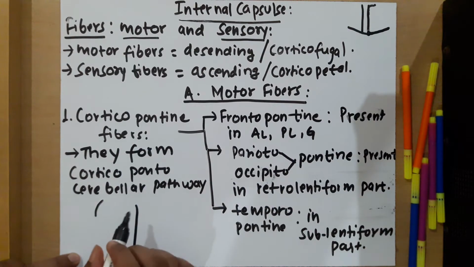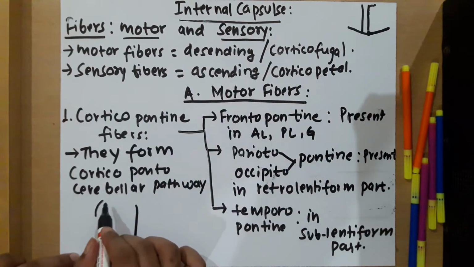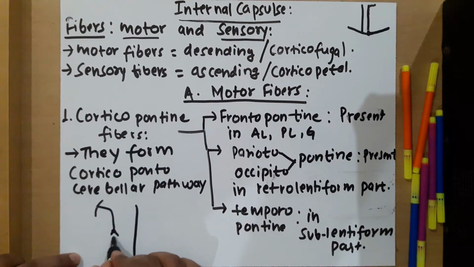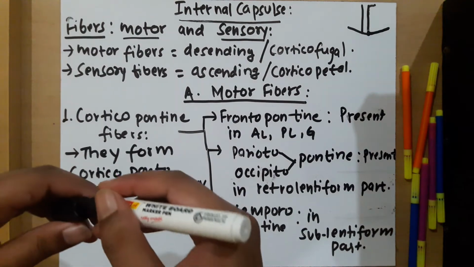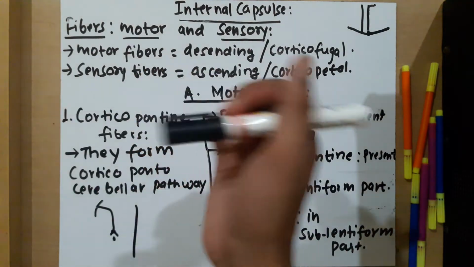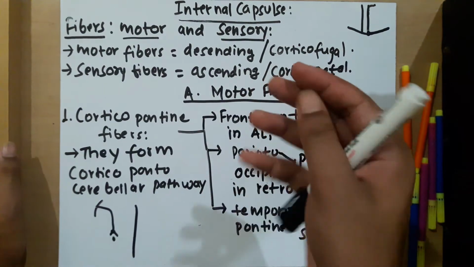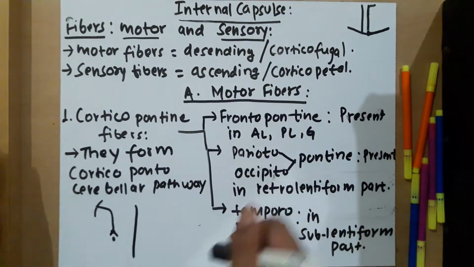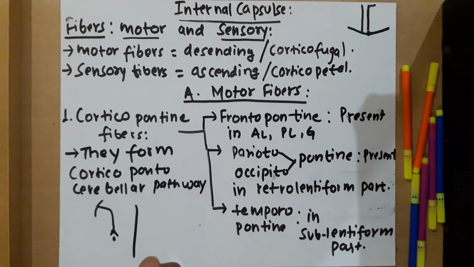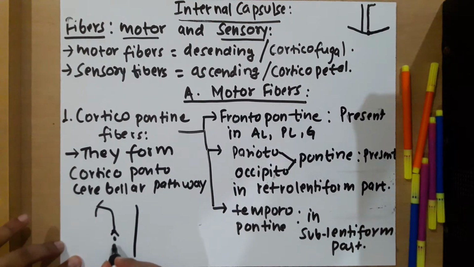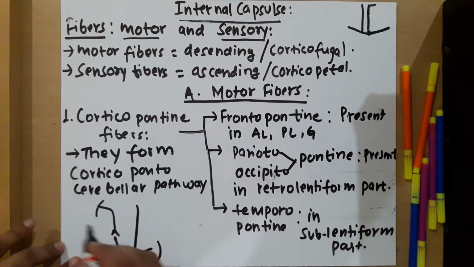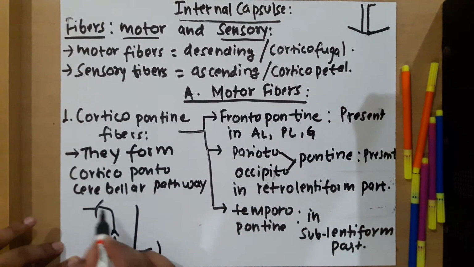So if this is the cerebral cortex, then the three sets of fibers come. But for now I am drawing only corticopontine fibers. The corticopontine fibers come and relay to the pontine nucleus. In a section of the pons, there are two parts, the tegmental part and the basilar part. In the basilar part you find the pontine nucleus, which is gray matter. So they relay to the pontine nucleus and then go to the opposite cerebellar cortex.